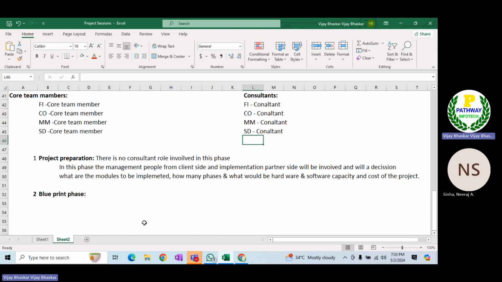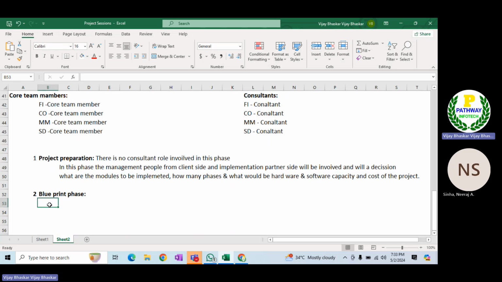Now coming to the blueprint phase, is this one clear, right, Neeraj? Yeah, this one is clear. What I understand is that core team members are very well versed with the process. Exactly, whatever process they are working on in their respective area, they are well versed. Yes, as you said, it is true.